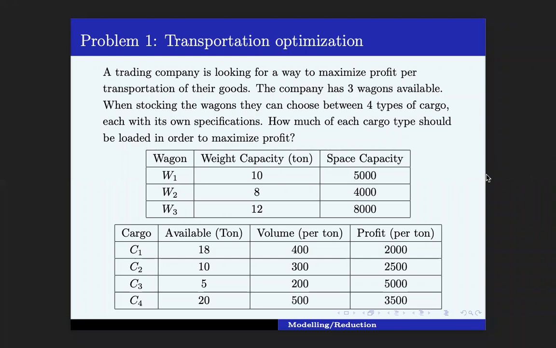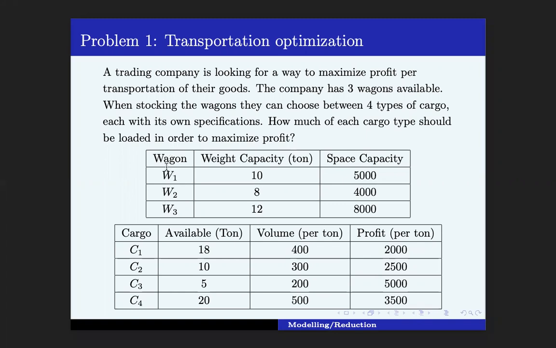So a company basically has to ship as much goods as possible, but it has only 3 wagons, and it has 4 kinds of cargo. Each wagon and each cargo has different kinds of restrictions. Each cargo has how many tons are available, a volume per ton and a profit per ton. Not all cargos are the same. It's a shipping company.